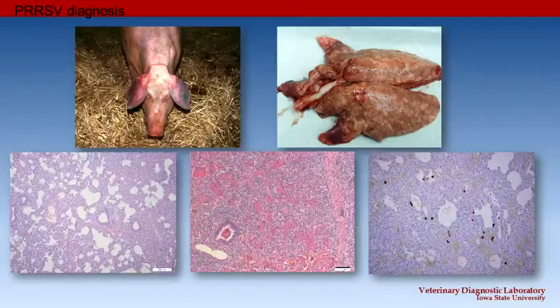And the confirmatory test for us is this one. This is immunohistochemistry, and the brown dots in there are cells infected with PRRS. So they're infected macrophages with PRRS. So that is kind of the easy and faster way to approach the diagnosis.